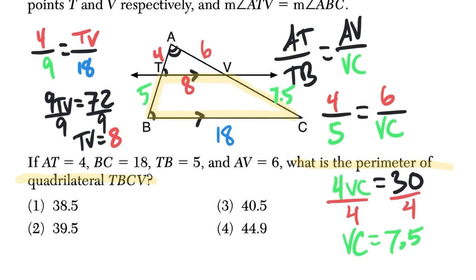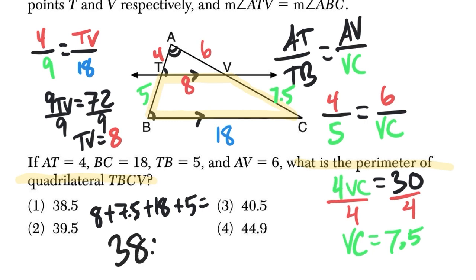Beautiful. And so again, our objective is to figure out what the perimeter is. So what we're going to do is we're going to just add these up. We're going to add 8 plus 7.5, which we just figured out, right? Plus 18 plus 5. Those are the 4 sides. And what exactly does that give us? That gives us 38.5 units. That is option 1. We did it.